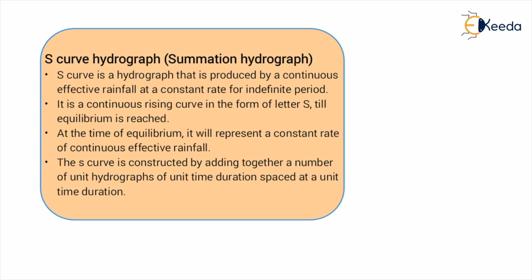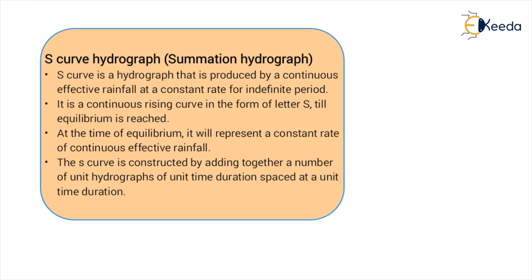It is a continuous rising curve in the form of a capital letter S, till equilibrium is reached. Hence, it is called an S-curve, or a summation curve hydrograph. At the time of equilibrium, it represents a constant rate of continuous effective rainfall. So at a certain time interval, your discharge value remains constant. You can see this in the numerical part, and you will get the idea.